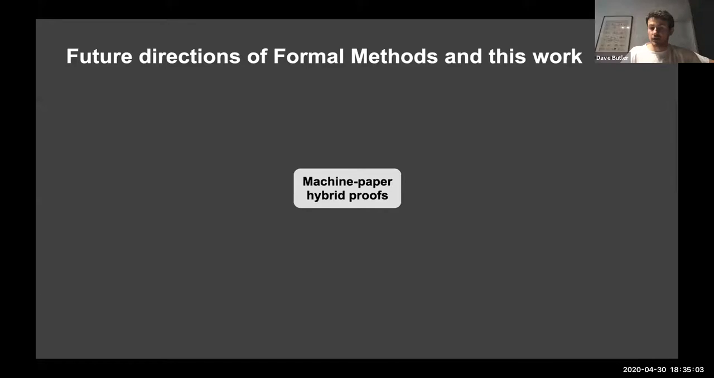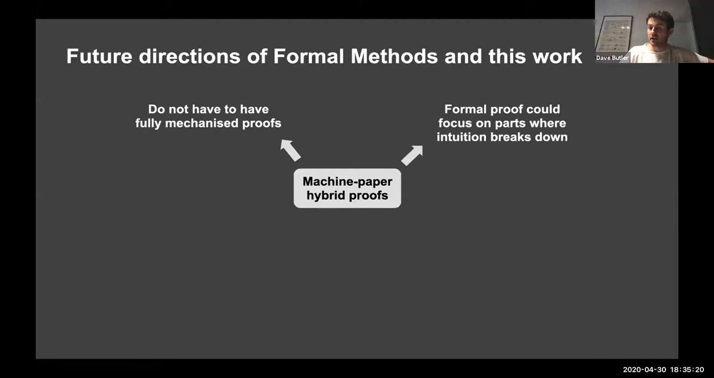The second thing I want to talk about is this idea of having machine-paper hybrid proofs. I'll try and explain what I mean here. We don't have to have fully mechanized proofs. A fully machine-checked proof is nice, but it takes a long time, so maybe that's not always desirable. Maybe we can focus our formal effort on the parts where we know intuition breaks down. Perhaps there are points where cryptographers know that their intuition sometimes breaks, and we can focus there. In particular, the paper proof could consider the safe parts of the proof, the bits that we know are fine, and we focus on the hard bits in the formalization.